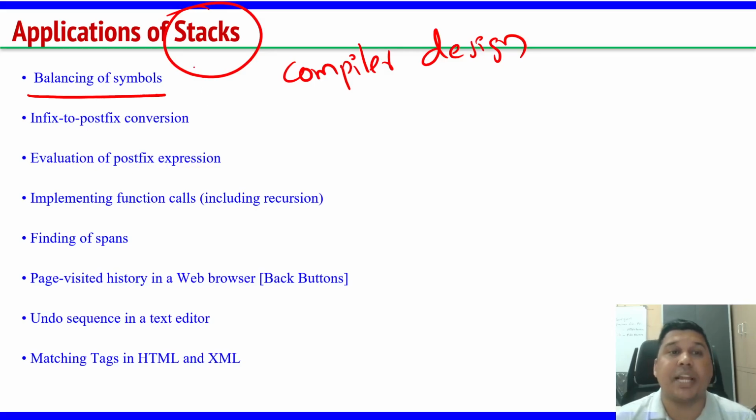The first application is balancing of symbols. What is the meaning of balancing of symbols? Means, see, I will just give one simple example of printf in C programming.